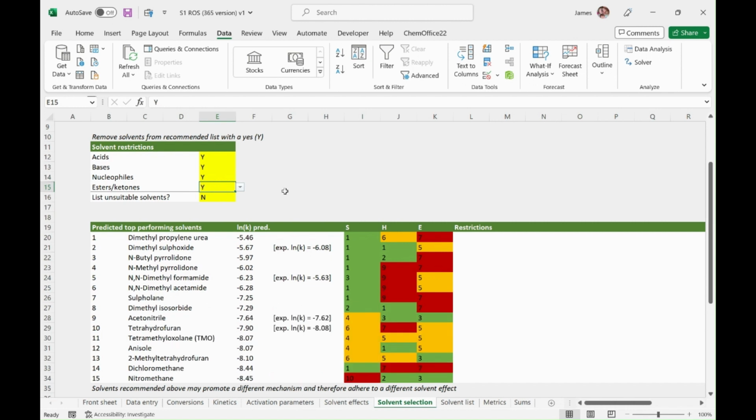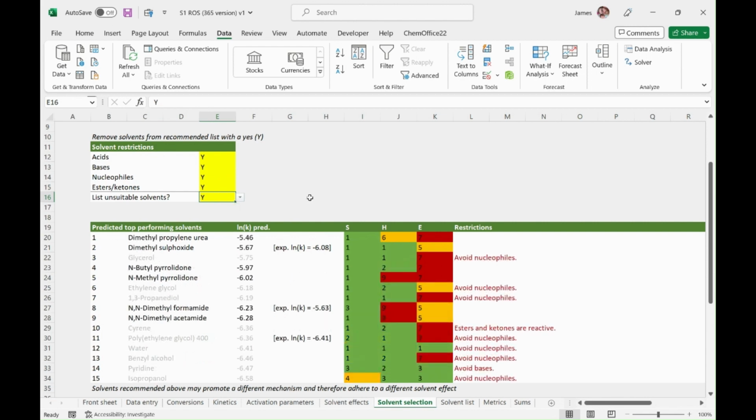And so we have a new list now which involves just the solvents which are potentially suitable. We still have to contend with what are the greener solvents. The solvent that we tried before, dimethyl sulfoxide, is still rated pretty highly. But remember, this is based on aprotic solvents in the trimolecular reaction.